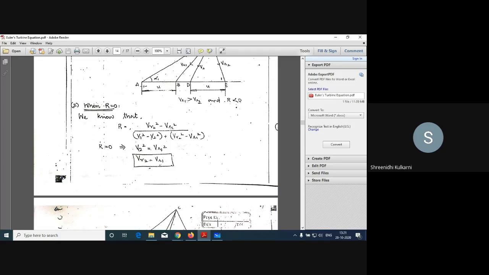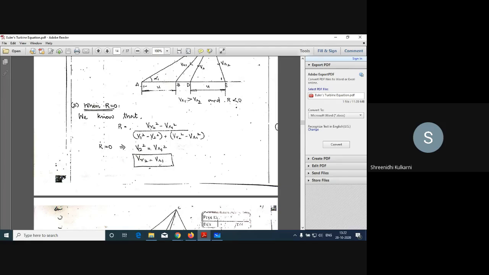So we'll get VR2 square minus VR1 square divided by V1 square minus V2 square plus VR2 square minus VR1 square. Okay, next I am going to write the condition R is equals to 0. If you cross multiply for this, the complete energy transfer, whatever this energy equation is, will become 0. Then we will get VR2 square minus VR1 square is equals to 0.